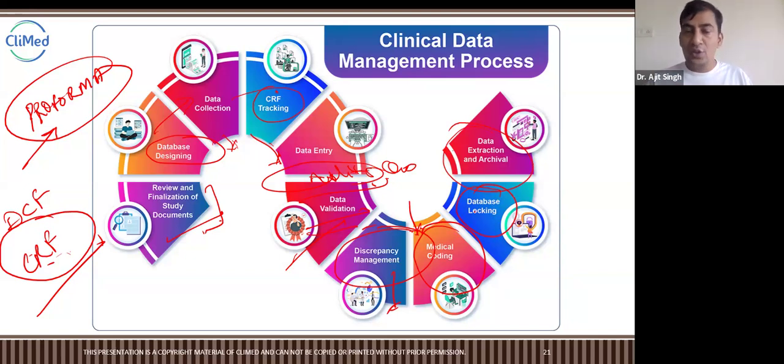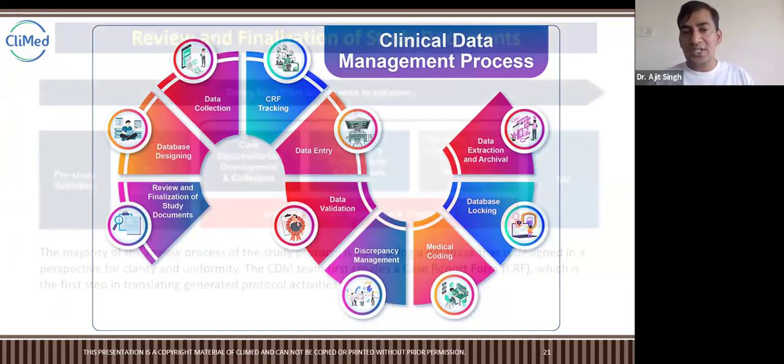And based on that, once everything is complete, they lock the data, and later they extract, analyze, and put it into archival. So data safety is very important. Data will be kept safe for at least 10 to 15 years for the archival. If anything happens, if the drug does not perform well or something happens, the governments or regulators go back into the data and check the data for the next 10 to 15 years, right? So that's how the CDM team works. This is called the CDM data management process, the CDM process.